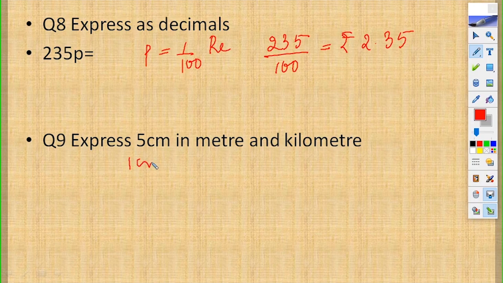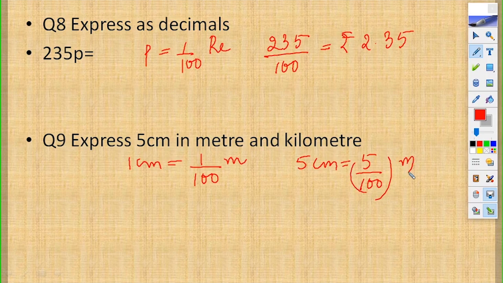Express 5 centimeter in meter as well as in kilometer. You know 1 centimeter is 1 by 100 of a meter. So 5 centimeter is 5 by 100 of a meter. It is 0.05 meter.